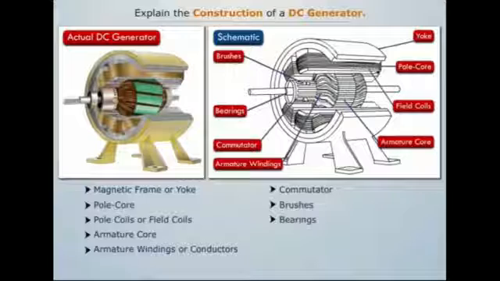Let us conclude the main parts of DC generator. First one, magnetic frame or yoke. Second one, pole core. And third, pole coil or field coils. And fourth, armature core, armature winding or conductors, the commutator, brushes and bearing. So that's all about the construction of DC machine. Here both DC generator and DC motor construction is similar, only the energy conversion is different.